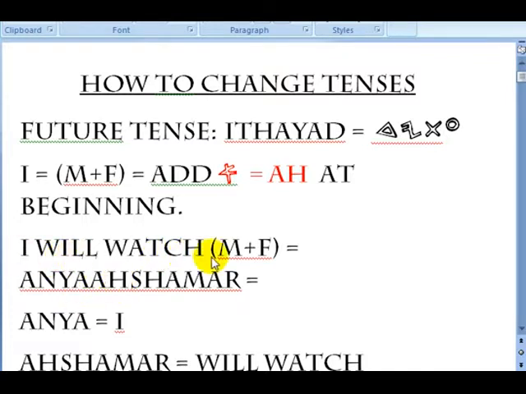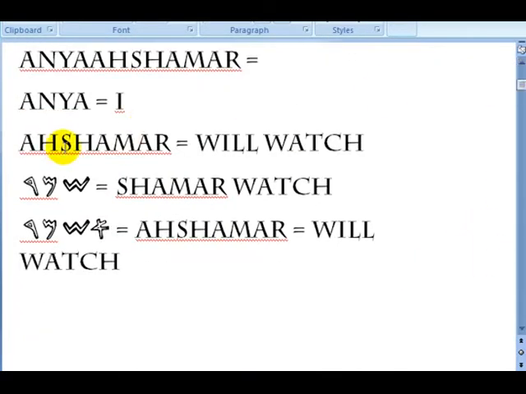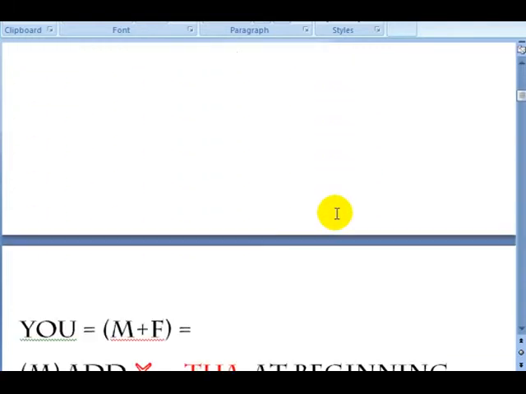So it says I will watch, male plus female, anya ashamar. Anya is I, and shamar is watch, so ashamar is how you make it future tense. I will watch. Alright, ashamar, will watch. Alright, going to the next one.